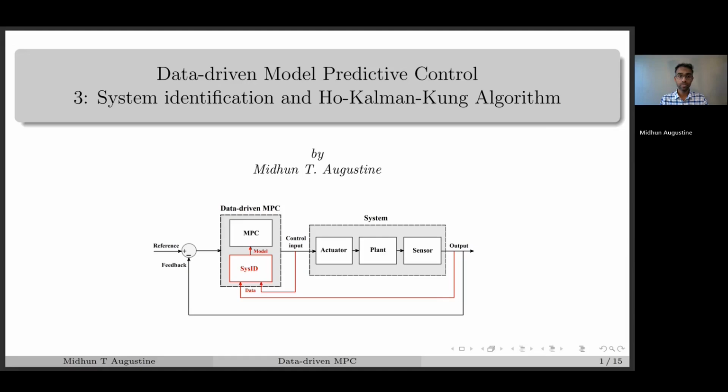Hello everyone, welcome to a new lecture in the series of data-driven model predictive control. In this lecture, we will be briefly reviewing some approaches in system identification and we will mostly focus on the Ho-Kalman-Kung algorithm, which is a linear state space identification approach.